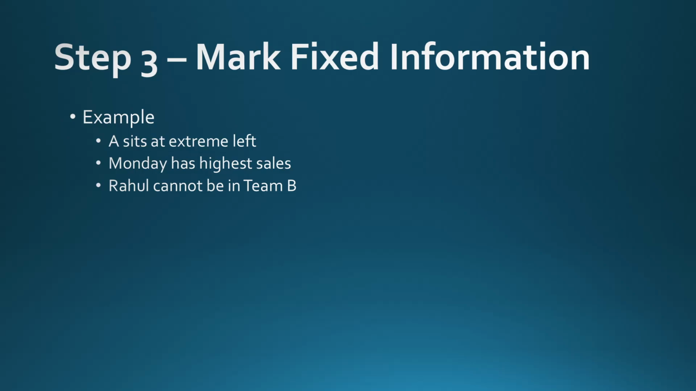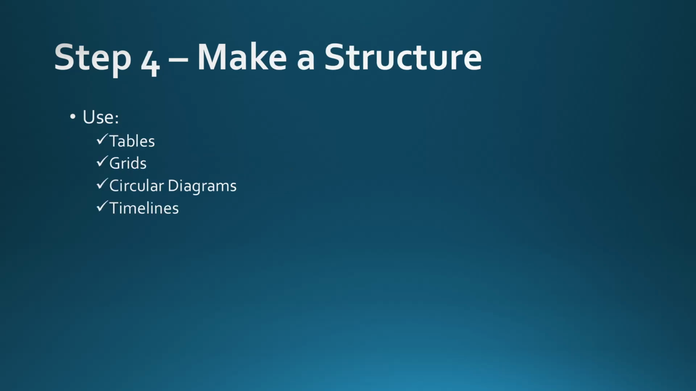Step 3. Mark fixed information. Fixed clues are gold. CAT setters usually hide the starting point inside fixed information. So fixed information can be something like A sits at extreme left, Monday has highest sales, Rahul cannot be in team B.